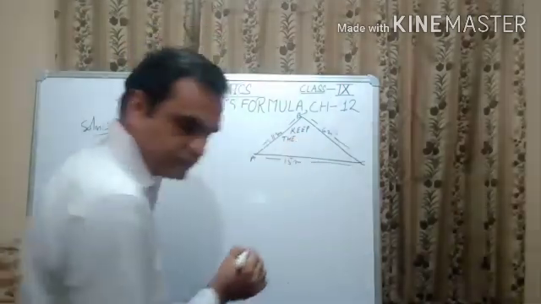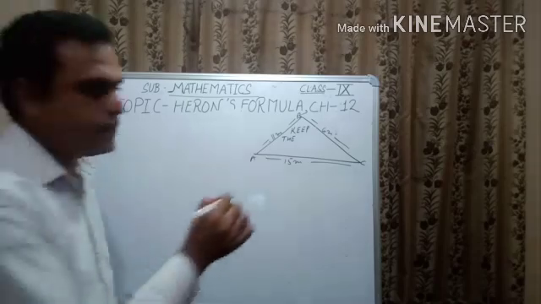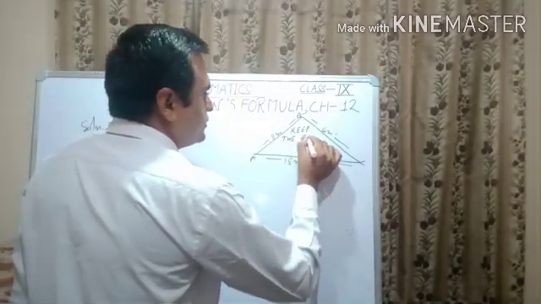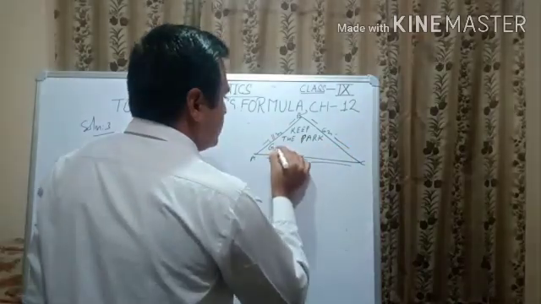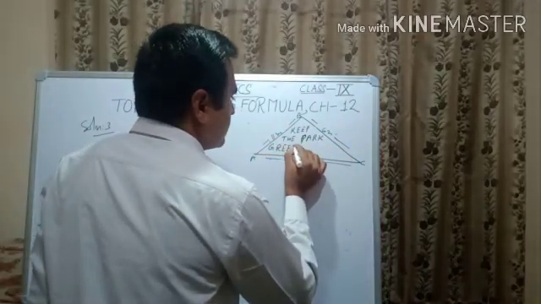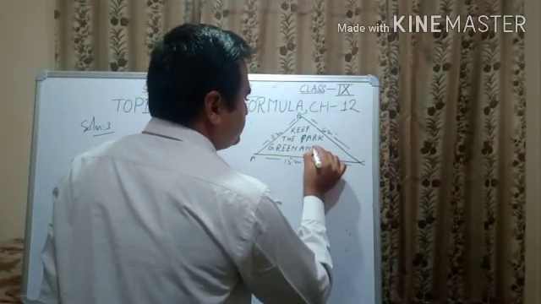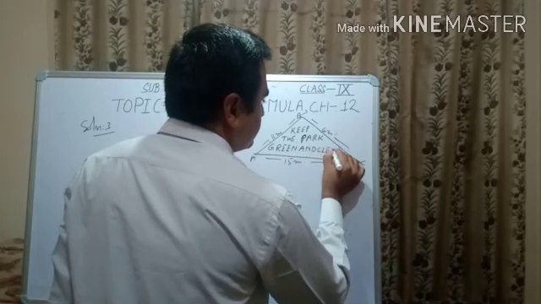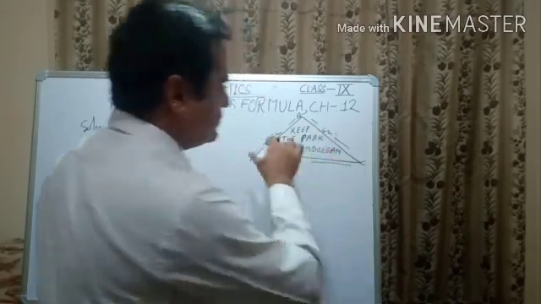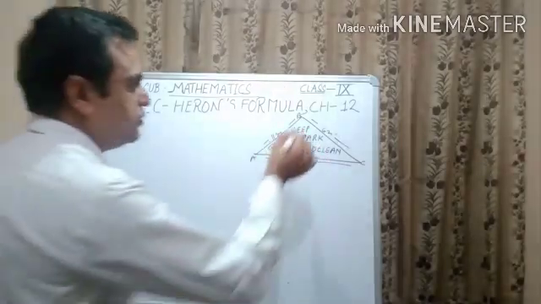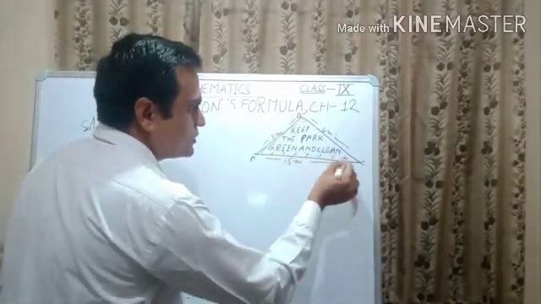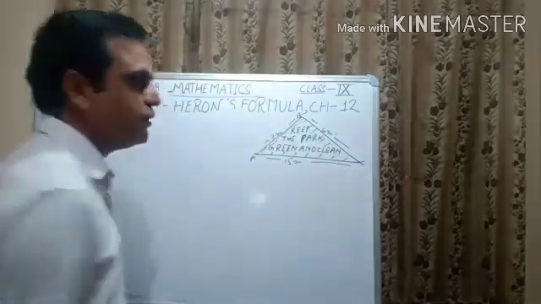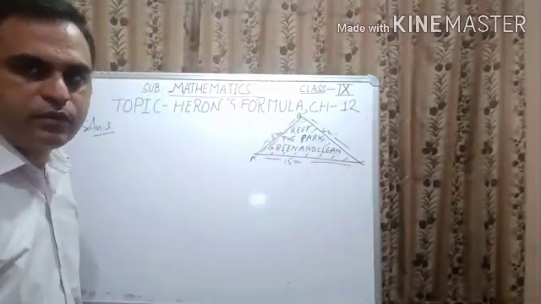keep the park green and clean. Now we have to paint this area only. I am coloring this part. Now we have to find the area of this triangle.